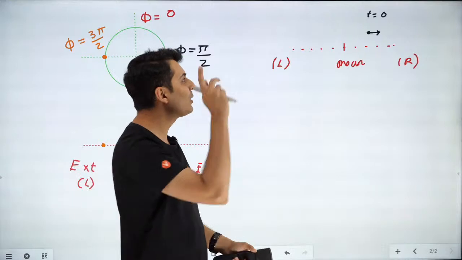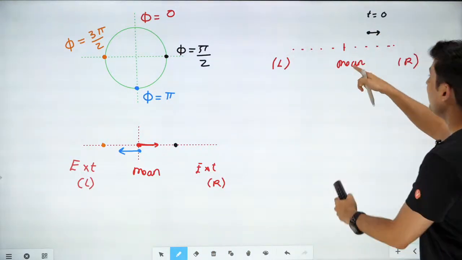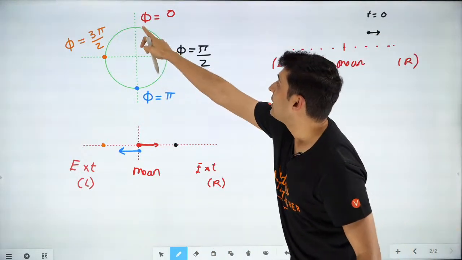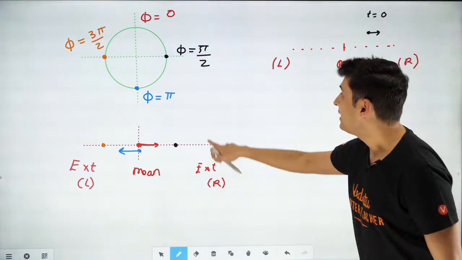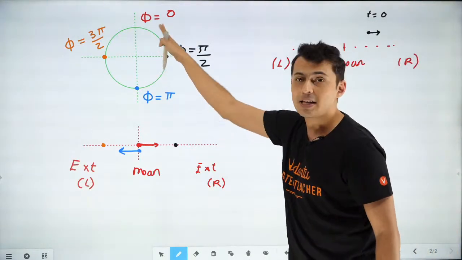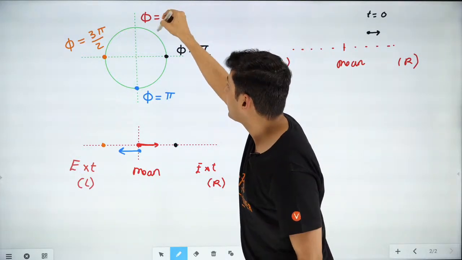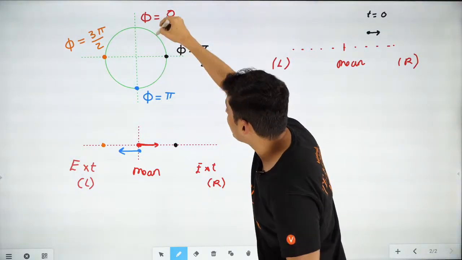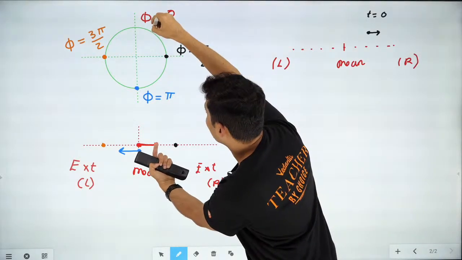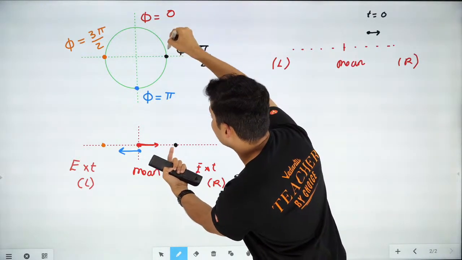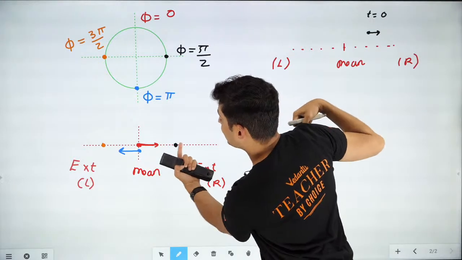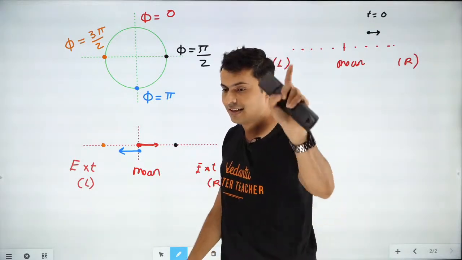Yes, it should be between 0 and 90 degrees. Correct. Why? Because when it is here, phi is 0. When it is here, phi is 90. So somewhere between 0 and 90, when the particle on that circular path is somewhere here, then the projection will fall somewhere between them, and as that particle goes towards the right side, you will see this particle on the SHM diagram will also go towards the right side.